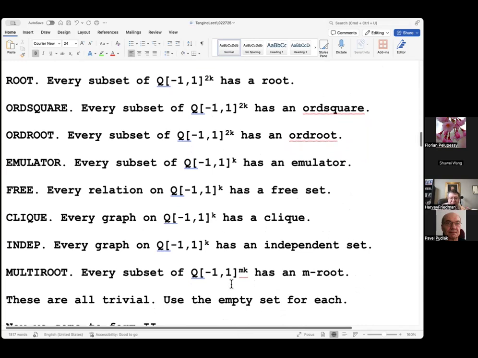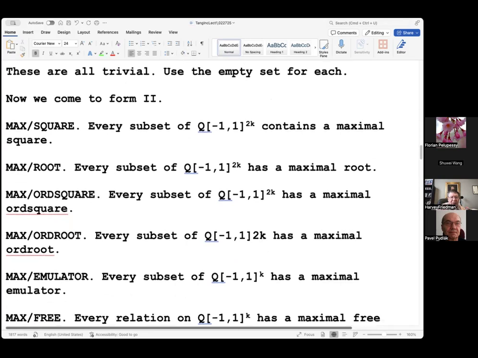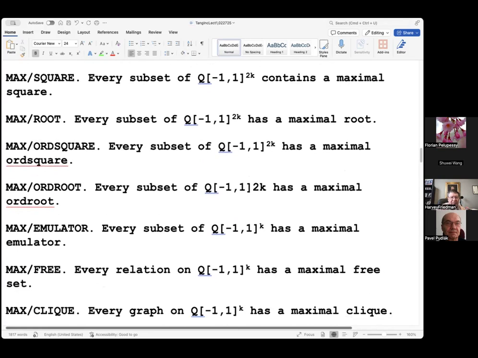Every subset of Q minus 1, 1 to the MK has an M root. I didn't want to go crazy and put variants of this down, so just have one of these, just multi-root. And these names are clear. Now, these are all trivial because you can take the empty set. That works for each. Now we come to form 2.